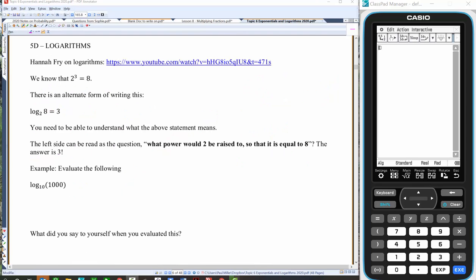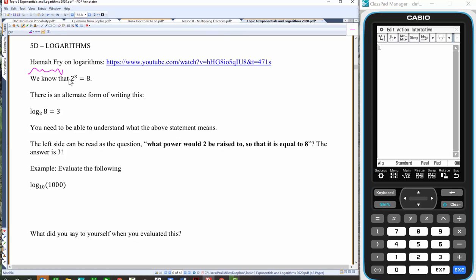All right, on to logarithms. Love logarithms. So does Hannah Fry. So check out her video on logarithms. She does a fantastic example of logarithms in handling weights, and also talks about the criminal justice system of all things. So very interesting to think about the applications of logs.